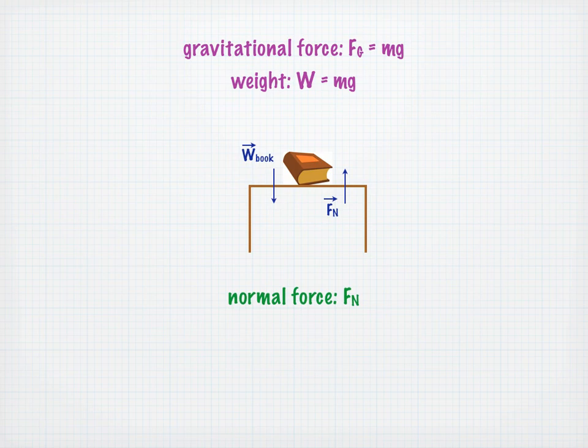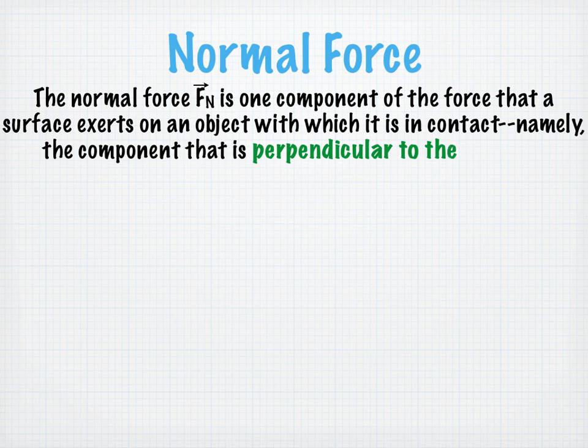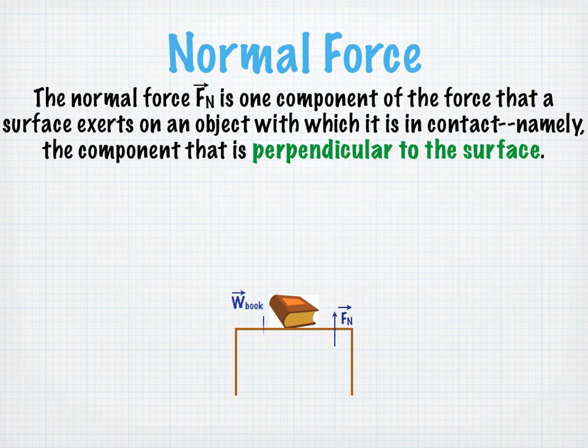This force is called the normal force because if you draw a line perpendicular to a surface, that line is called the normal to that surface. The normal force is actually just one component of the force that a surface exerts on an object with which it is in contact. It's the component of the force that's perpendicular to the surface. The magnitude of the normal force can give us an idea of how hard two objects are pressing against each other. In our previous example of the book on the desk, the magnitude of the normal force from the desk to the book was equal to the magnitude of the weight of the book.